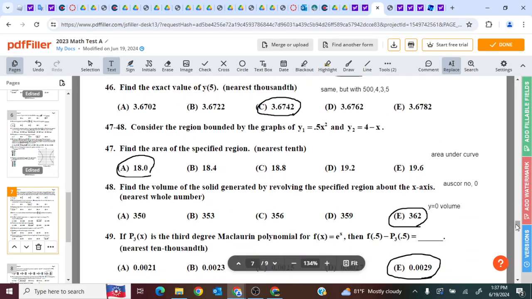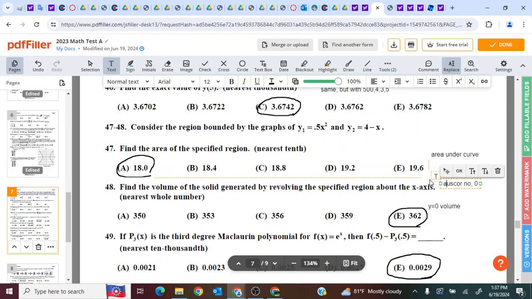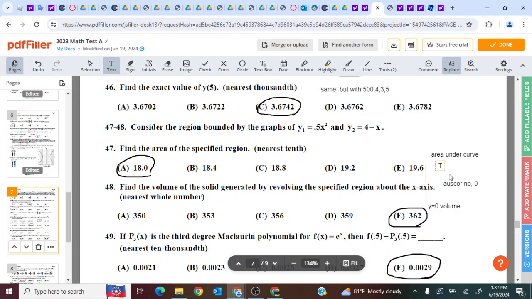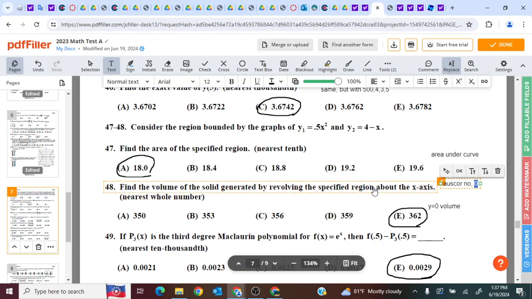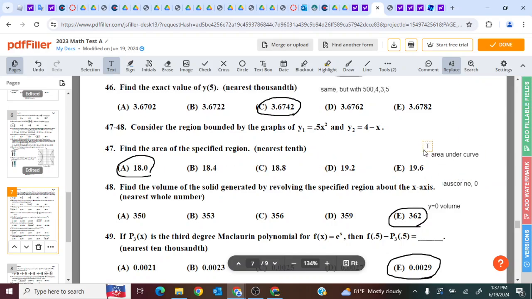47, find the area bounded by these two equations. Well, put it into y1, put it into y2, use our OXOR program. You don't need inputs, thankfully, because you're looking for the area that is bounded by their intersections. And then your line of revolution is revolved around the x-axis, so your line is 0, or y is equal to 0. So that program should give you the area under a curve of 18.0 and the volume of revolution of y is equal to 0, which is 362.